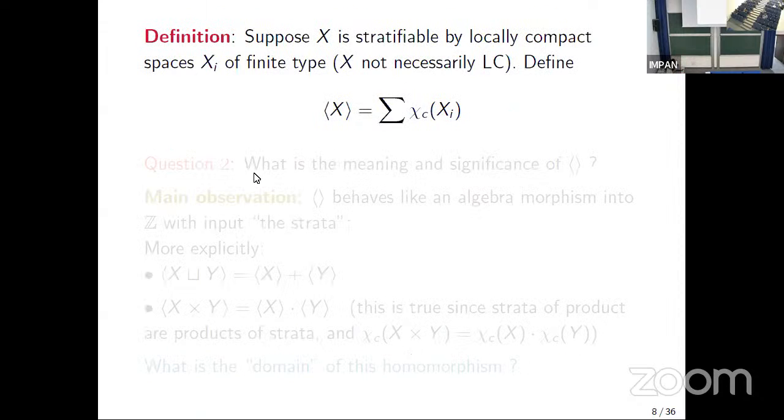So start with the space that is stratifiable. So it's a disjoint union of locally compact subsets, and look at this quantity, which is a sum. What is that? Okay, it would be an Euler characteristic with compact support if the space is locally compact. But for general spaces, where is it? Does it depend on the stratification? Yes, exactly. So we're getting exactly to it in a second.